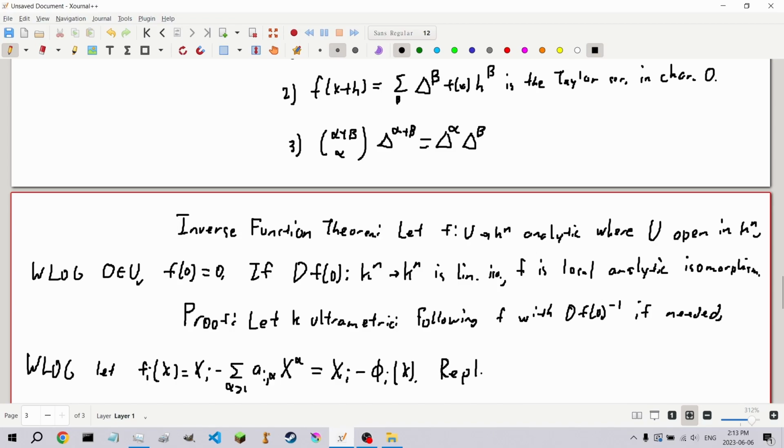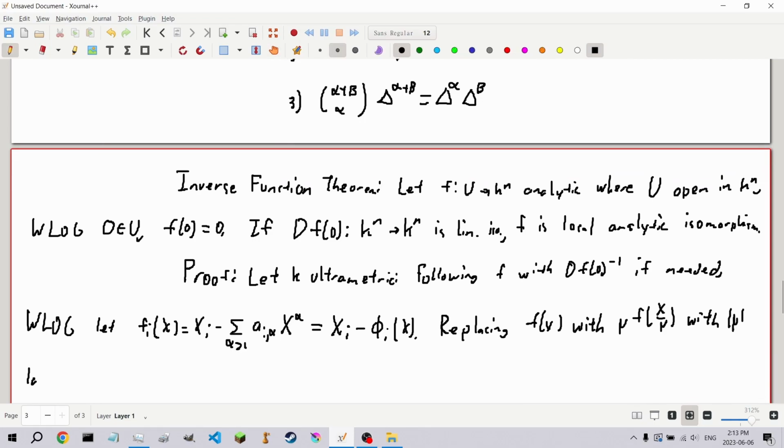Then replacing f of x with mu times f of x over mu, with the size of mu being large. As we saw before, we can let a of i comma alpha be in our evaluation ring for all i and alpha.